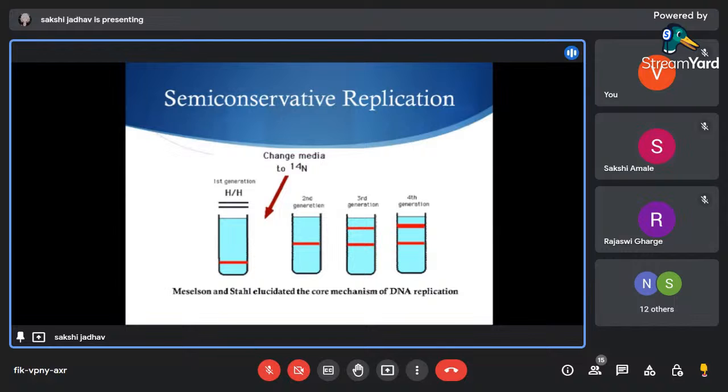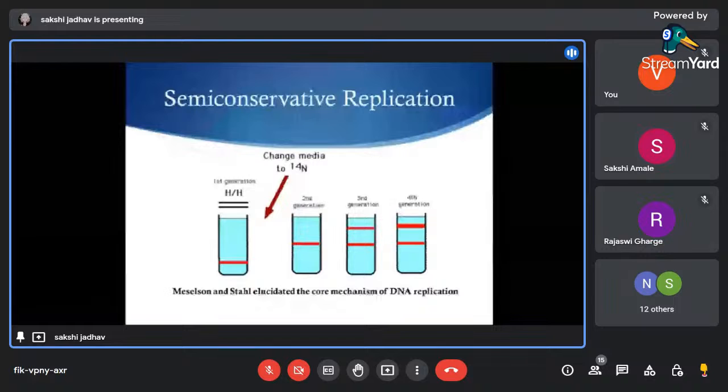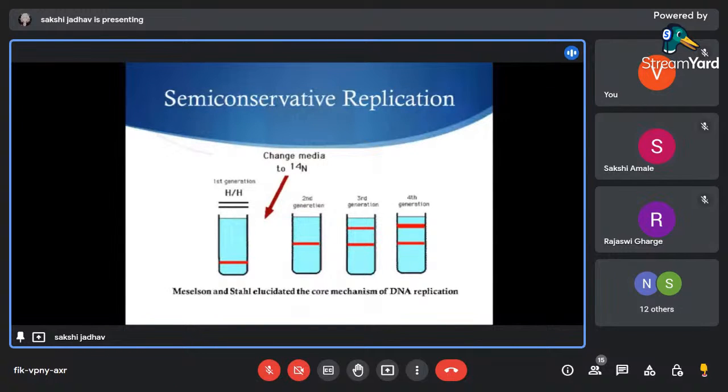This result fit with the dispersive and semi-conservative models, but not with the conservative model. The conservative model would have predicted two distinct bands in this generation. And now the second generation: the information from the second generation let Meselson and Stahl determine which of the remaining models was actually correct. When second generation DNA was centrifuged, it produced two bands. One was in the same position as the intermediate band from the first generation, while the second was higher.